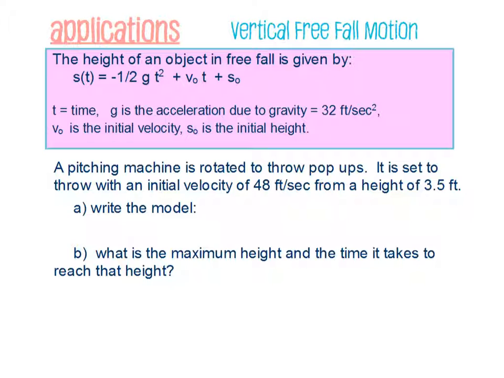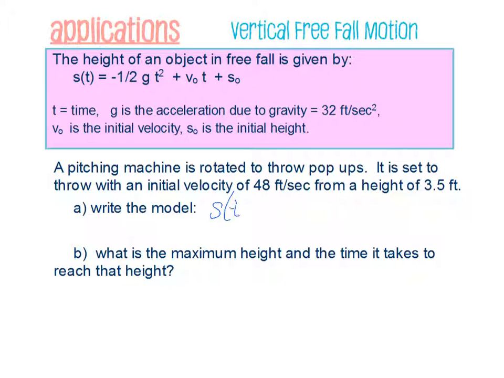Let's look at an example. We have this pitching machine. It's rotated to throw pop-ups. It's going to throw with an initial velocity, so we're going to know that, and an initial height. We know that. They want us to write the model. I'm just going to fill in values. All you got to do is write the model.